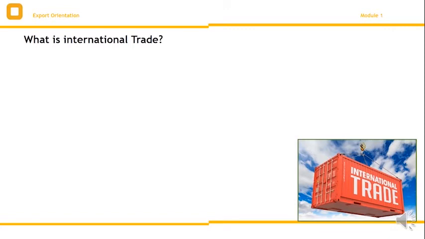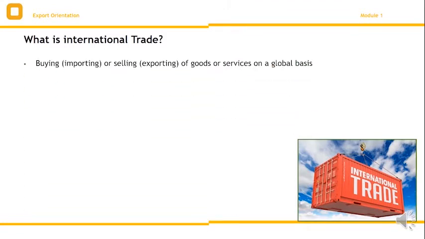So let's firstly define what is international trade. International trade consists of both importing as well as exporting. It's buying, which is importing, or selling, exporting of goods and services on a global basis. What do we mean by importing? Importing is when we as a country buy goods and services from other countries. We are importing those goods. Exporting is when we as a country sell to other countries our goods and our services. For the purposes of this course, we will specifically be focusing just only on exporting and not importing.